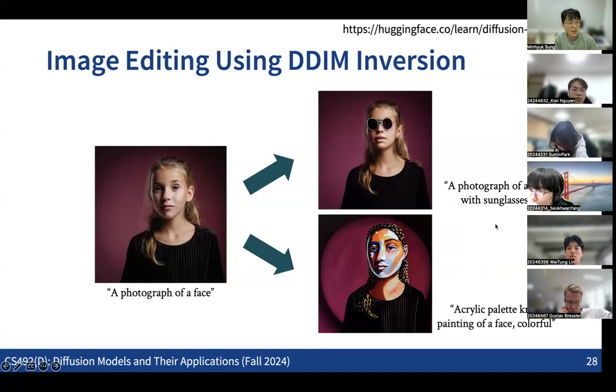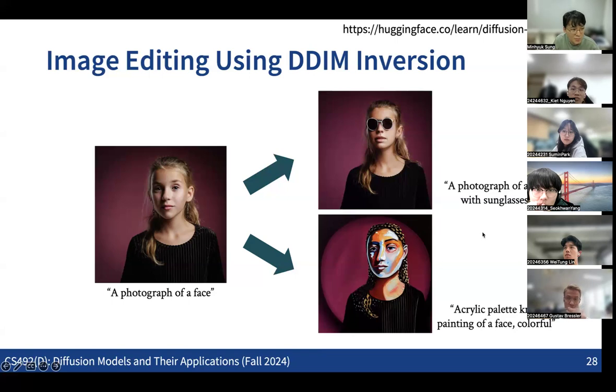Interestingly, you can see the results: we are making images which are quite similar to the input image, while making the character wear sunglasses here, and also changing the face like this. So this is an example of image editing using the DDIM inversion. You can try these things yourself using Stable Diffusion in this link.